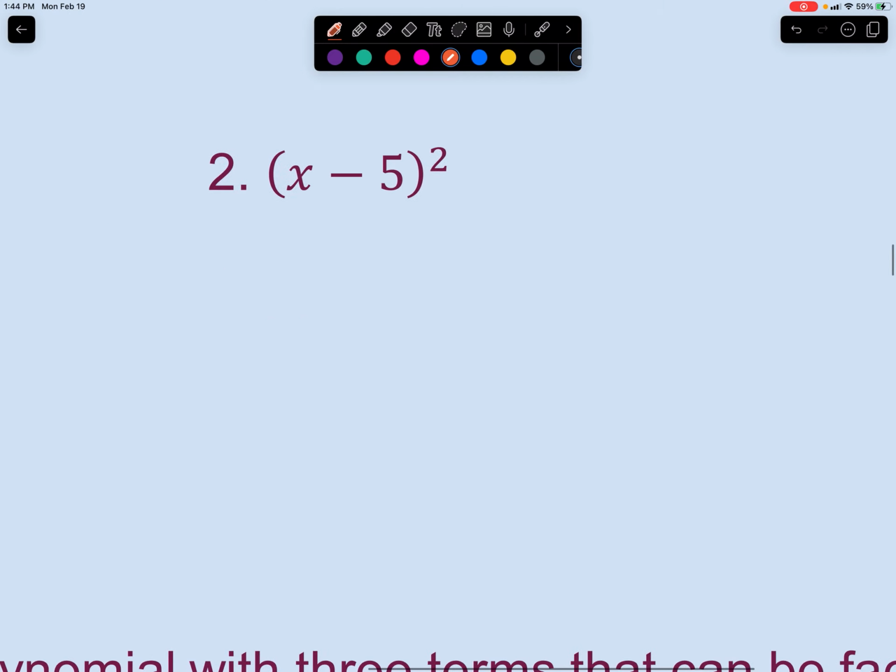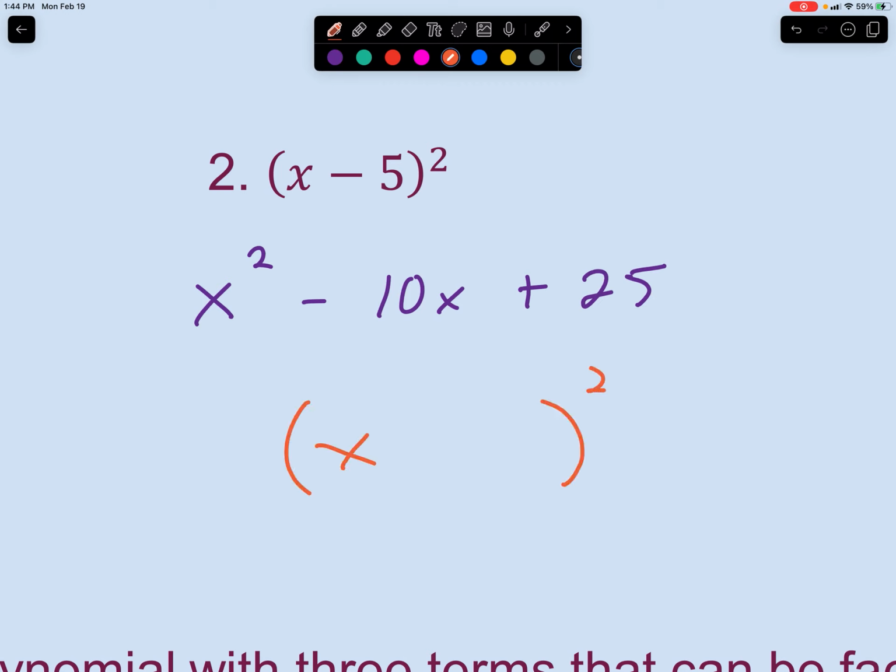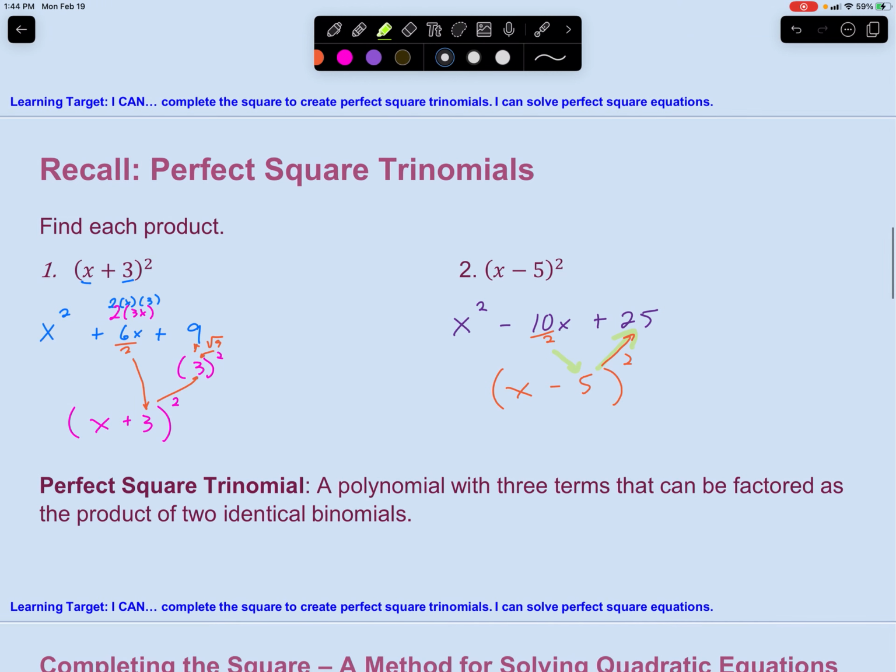So on this one, it would end up being x squared minus 10x plus 25. Again, divide by 2 to give me negative 5, and then square it to get 25. I can make a check mark. I divide by 2, and then square to get the 25. That's the pattern we're going to be using to convert these perfect square trinomials back into their factors.